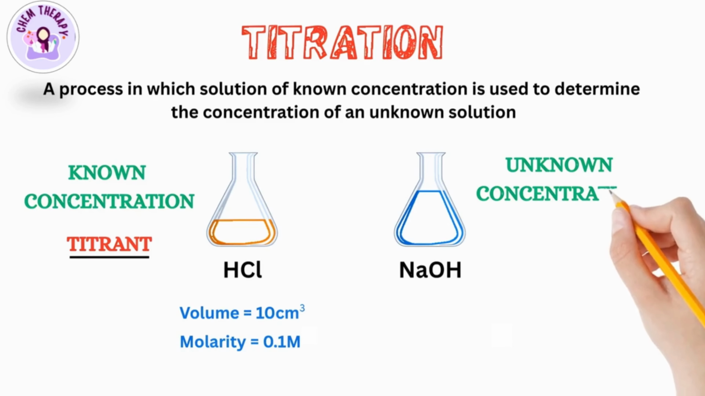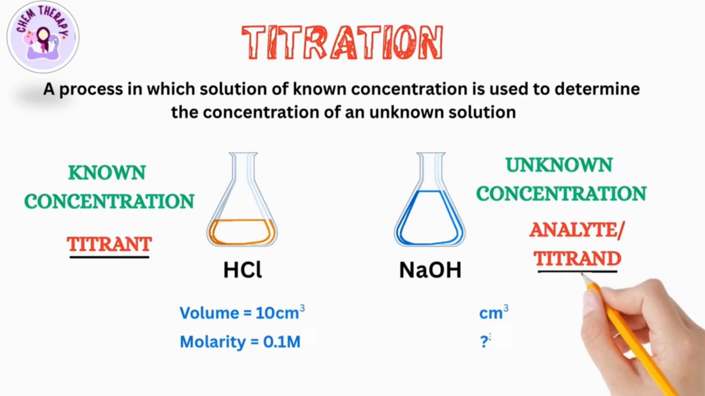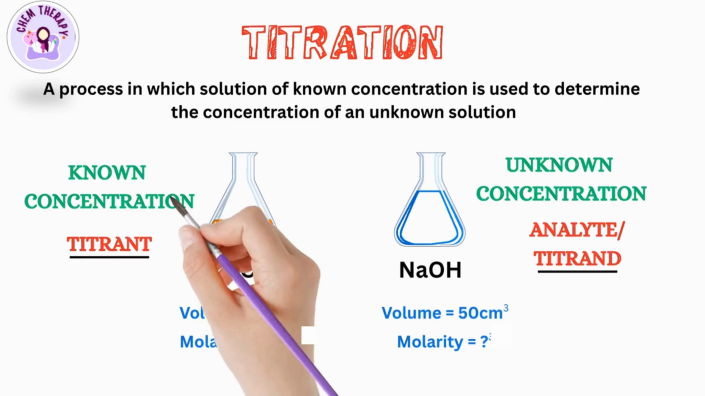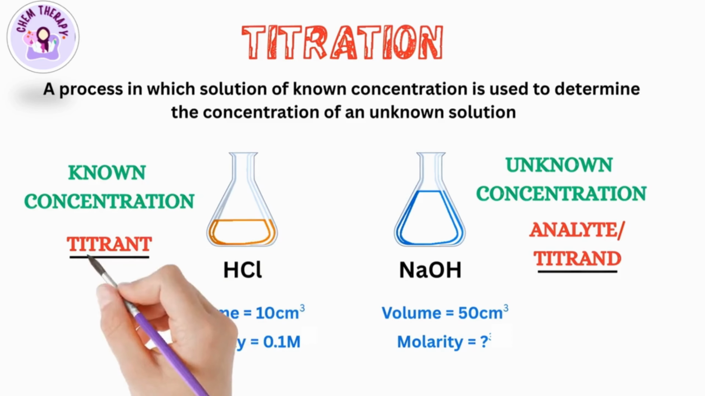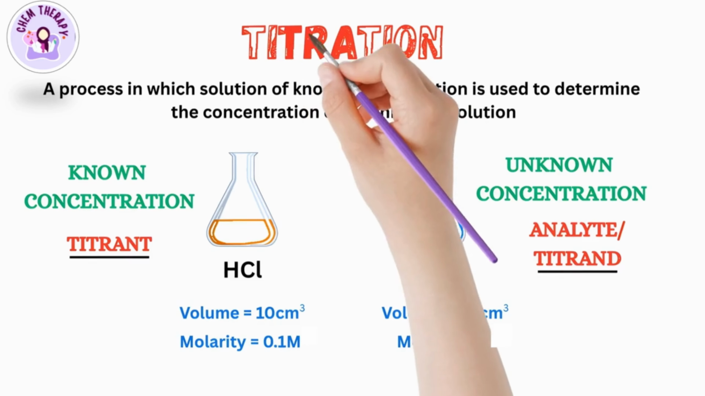As the concentration of HCl is known, the solution whose concentration is known is called standard or titrant. And the concentration of NaOH is unknown. The solution whose concentration is to be determined is known as analyte or titrand.